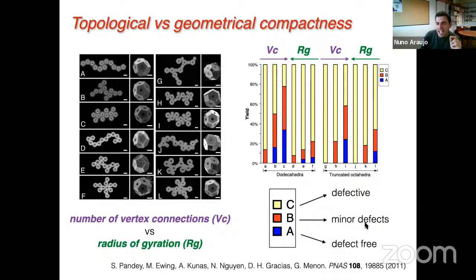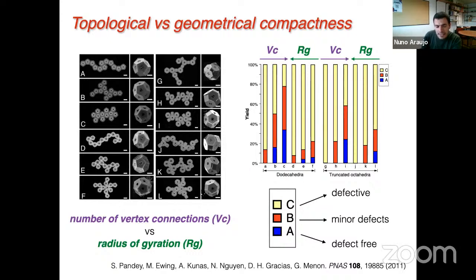If instead they differ by less than, I think it's 5 degrees in the angles between the faces, then they call it a minor defect. While if it is different from that, then they say it is a defective configuration. And so what you are seeing in this plot is, for each of the nets, in the left case the dodecahedra, and on the right-hand side the truncated octahedra, the fraction of configurations that end up being A, B, and C. The first three nets are ranked by increasing value of the number of vertex connections, while the other three are by decreasing value of the radius of gyration.